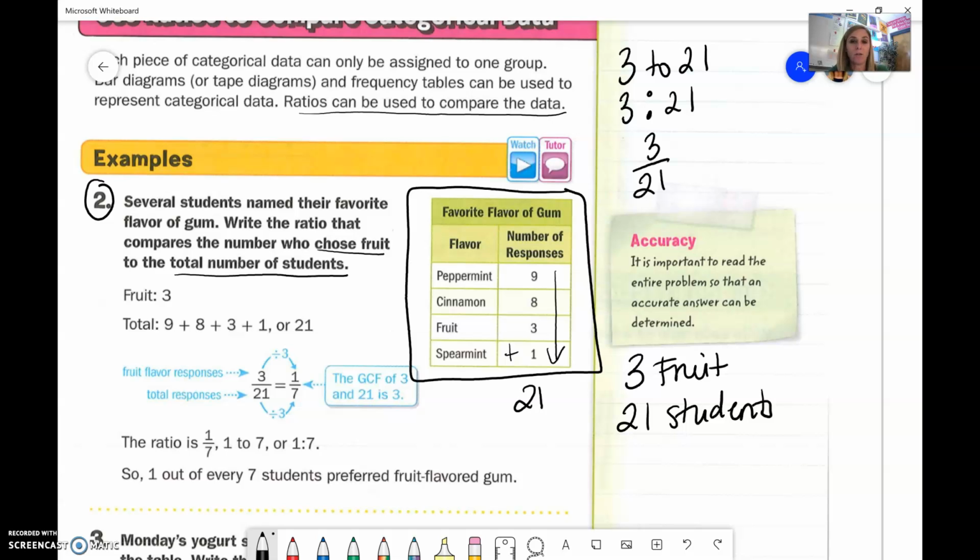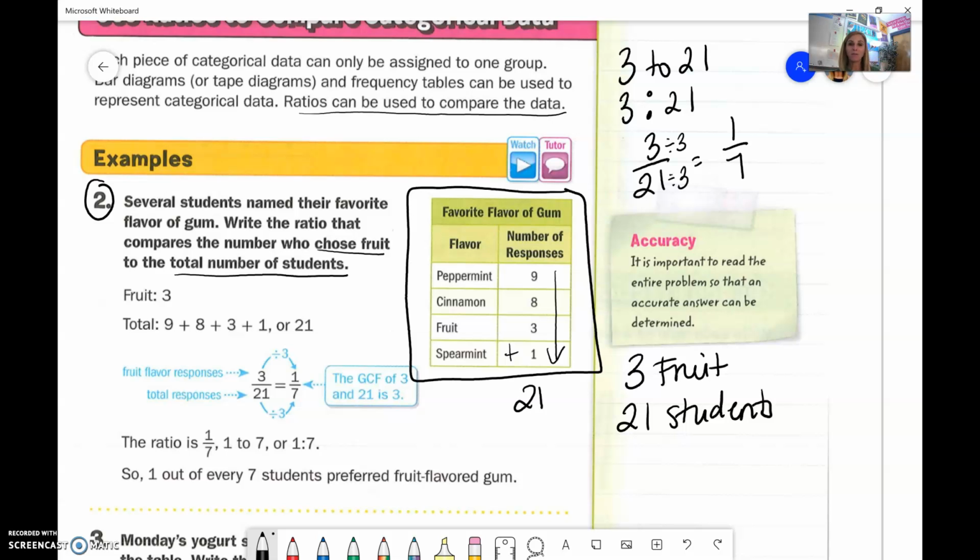So I know 3 and 21 share a common factor of 3, so I can divide the top number by 3 and the bottom number by 3. Starting out very basic, we're going to get into so many cool things about fractions. Okay, so 3 divided by 3 is 1, and 21 divided by 3 is 7.